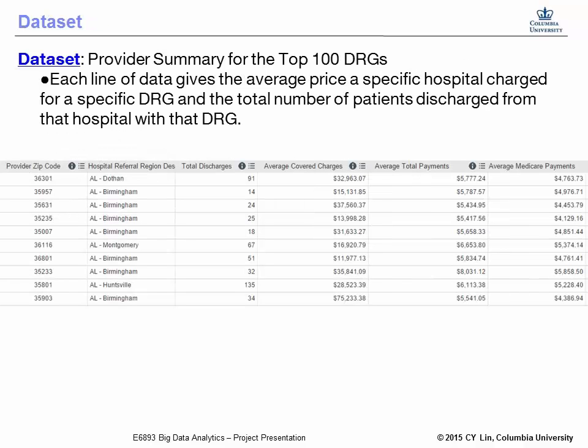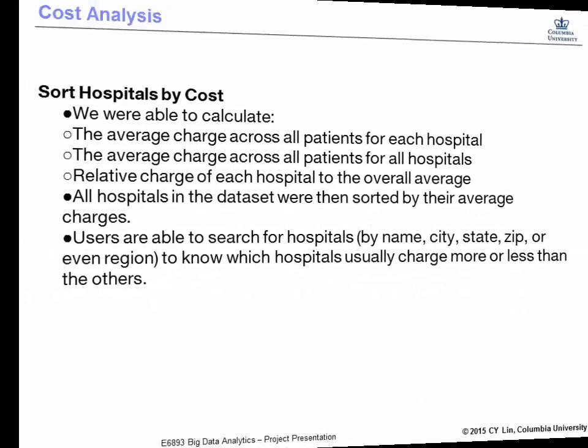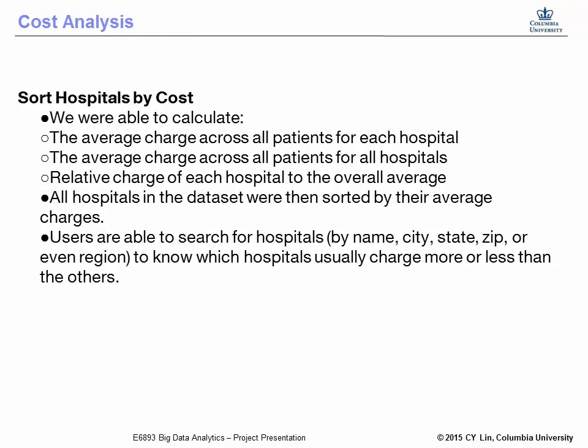The dataset we are using contains information on the cost of a DRG for a specific hospital. A DRG is a diagnosis-related group. Patients with similar diagnoses frequently require similar treatment and incur similar charges. Using the dataset, we were able to calculate the average charges for each hospital. We also computed the average charge for all the hospitals in the dataset. Using this information, we were able to compare the selected hospitals to the national average.